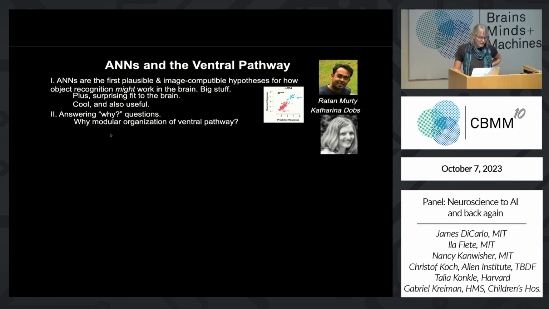And in more recent work, my lab and also Talia is doing very similar stuff using self-supervised networks and finding more generally similar patterns of segregation in networks and in brains. And that's super interesting.